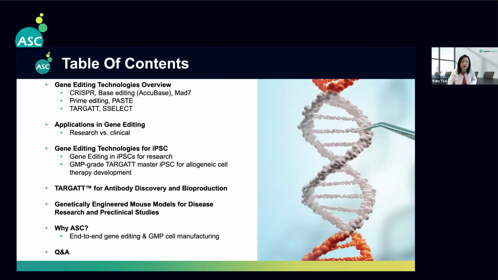So I'm hoping to cover the following contents. I will give an overview on gene editing technologies, including the most advanced gene editing technology on the market. And then I will discuss application, especially research versus clinical application. And then I will focus on talking about gene editing technologies in iPSC. And then I'll touch on some of the other applications using gene editing for antibody discovery, screening, and of course for in vivo animal model generation. And then at the end of the webinar, we have time for question and answers.